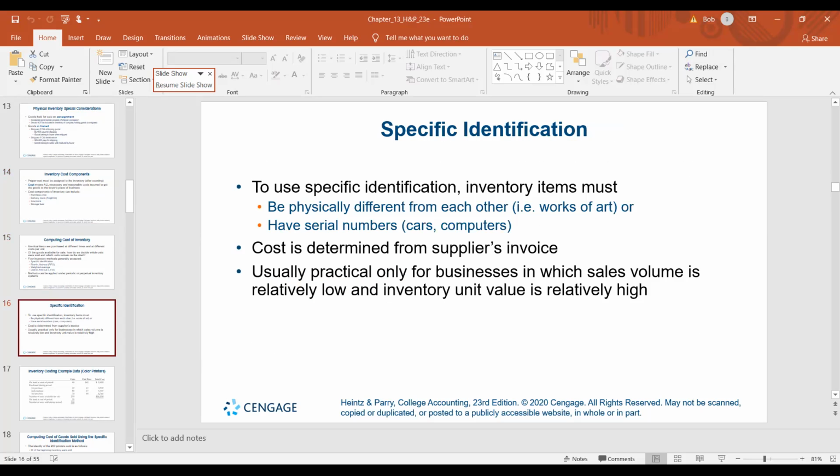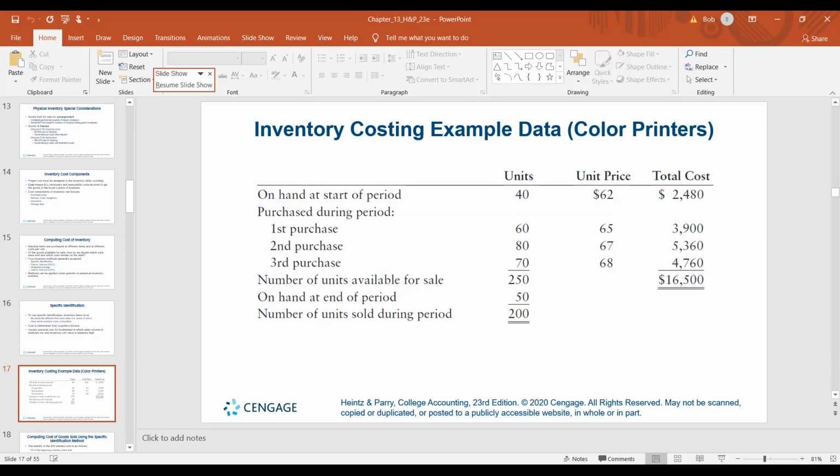Here we go, specific ID. You got to have items that are pretty physically different from each other. A diamond, a house, a car. And they should have a serial number, something you're going to be able to trace them. How else are you going to do it? Cost is determined from the invoice. And these are the high ticket items with lower volume, okay? So let's take a look here.